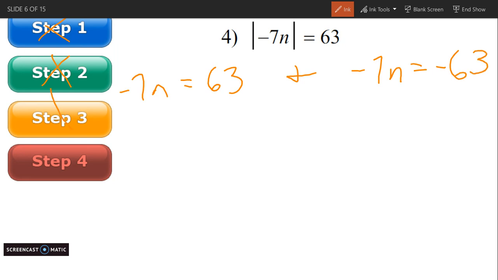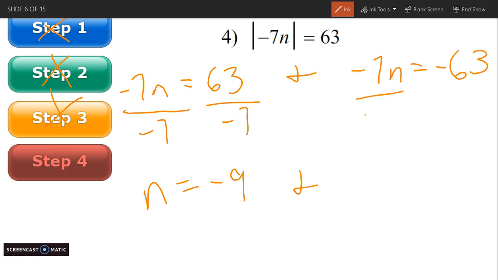All right, step 4 is to solve both those equations. We're going to undo multiplication. You got negative 7 times n here. So we're going to undo that multiplication with division. Divide by negative 7 on both sides. n equals negative 9. And divide by negative 7 on both sides. n equals positive 9. So again, you can substitute both those back in. You're going to get a true statement of 63. Step 4, done.